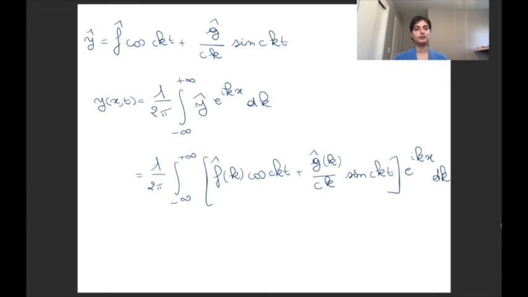So we can write y hat as f hat of k times cosine of ckt plus g hat divided by ck times sine of ckt. And now we have to do the inverse Fourier transform. So we know that y is equal to the inverse Fourier transform of y hat. So it's 1 over 2 pi of the integral from minus infinity to plus infinity of y hat times exponential of ikx, dk. And this, we can at least write in closed form. It's not necessarily easy to compute, possibly not even possible to compute, but we have a way to determine y for any value of x and t.